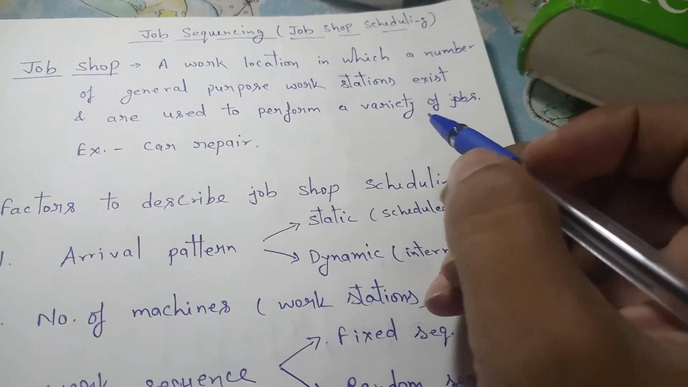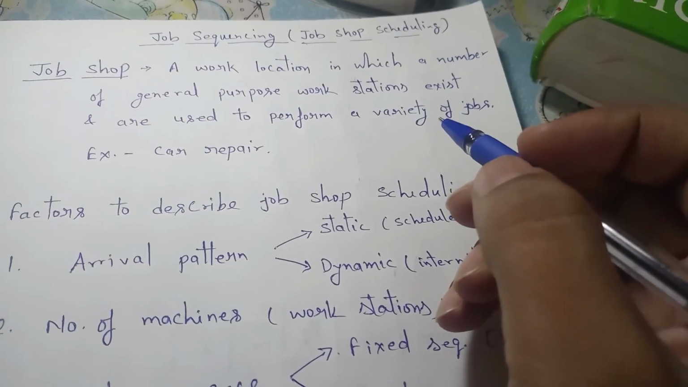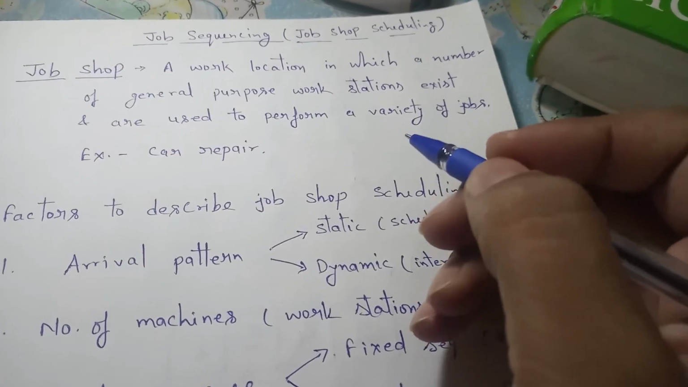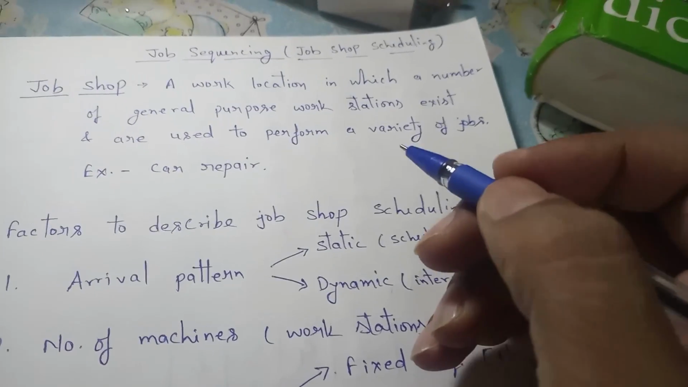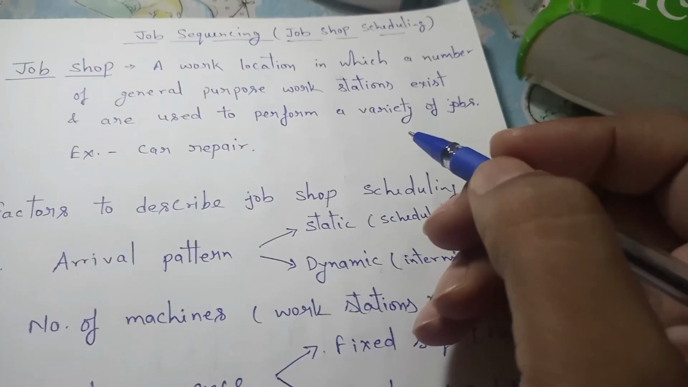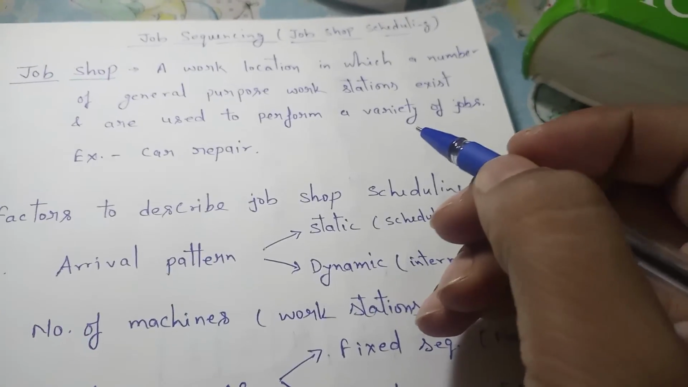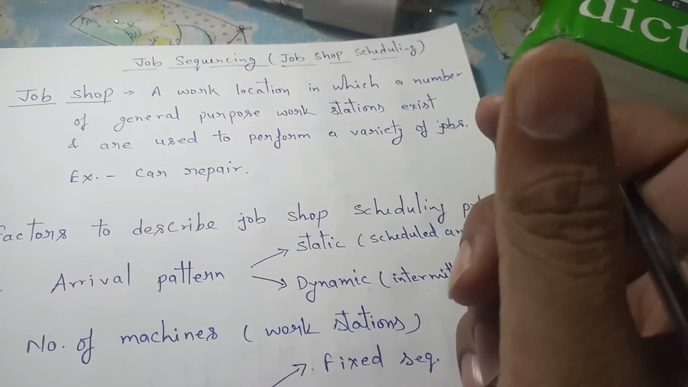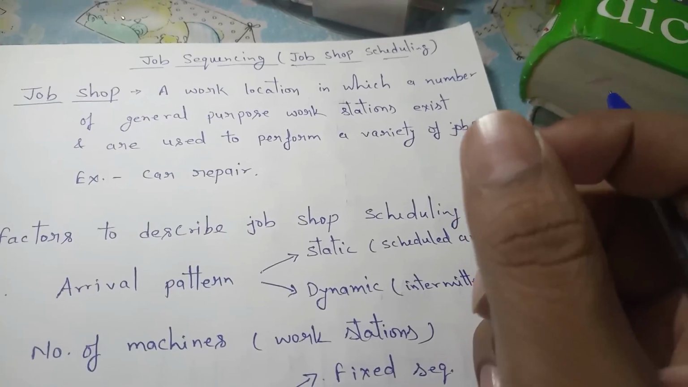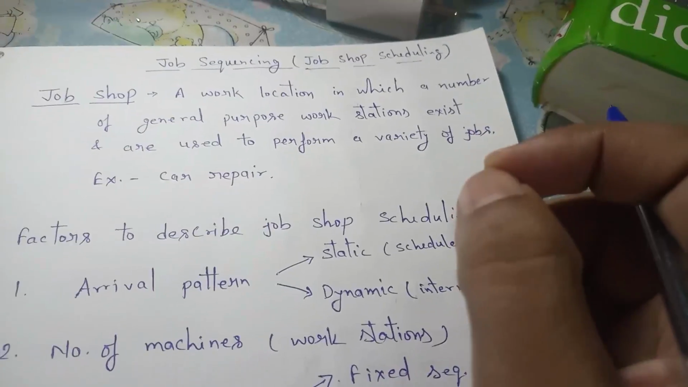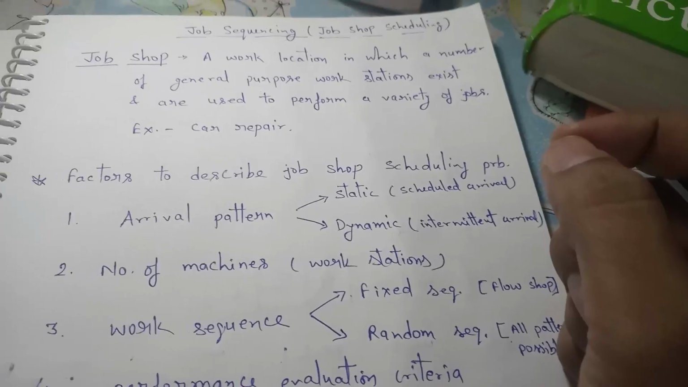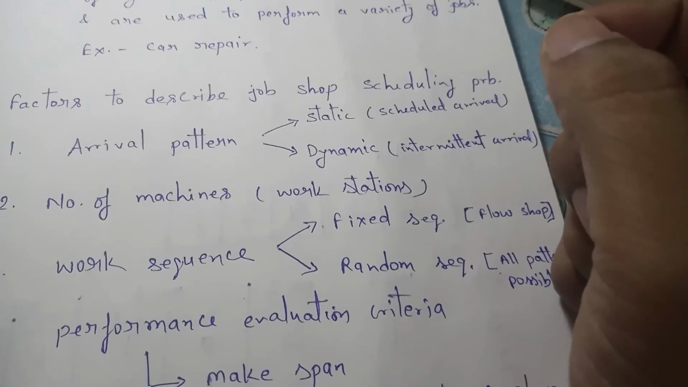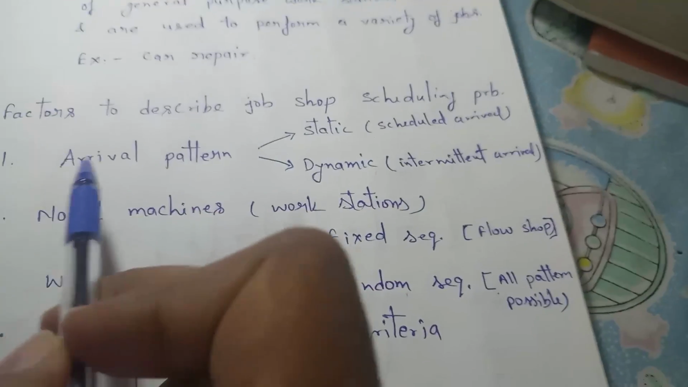We have different types of problems in job shops like n jobs on one machine, n jobs on two machines, n jobs on three machines and similarly n jobs for m machines. We take an example of a job shop like car repair. We have different parts in a car, and for repairing them we use job shops.